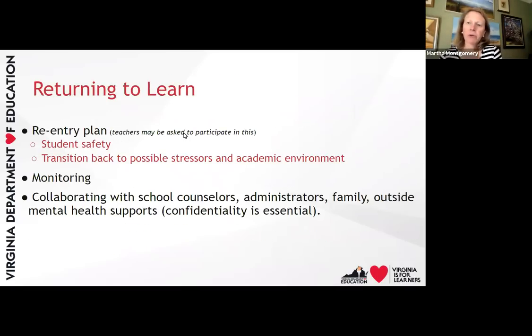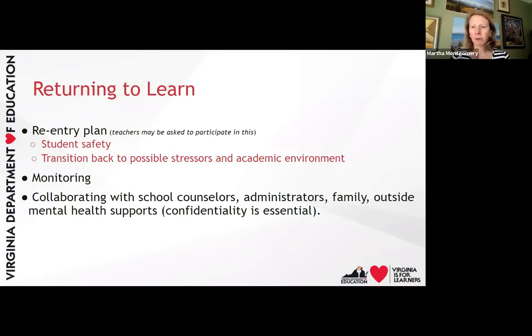So when we talk about returning to learn, this is regarding students that may have had suicidal risk, and perhaps they've been out of school either because they received some treatment or intervention out of school, or maybe they actually did have an attempt, but they are physically okay now and they're returning to school. So we need to not pretend that something didn't happen. This was a significant event for this student. So we need to make sure that we're transitioning them back to school as safely as possible.